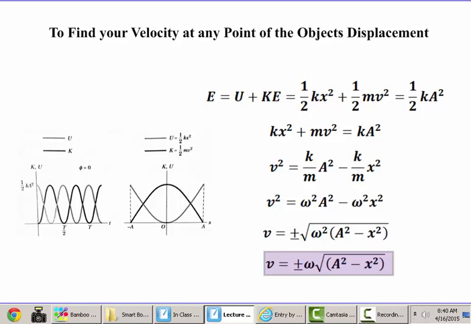Okay. Let me draw it up here to see if it makes sense. If I have a spring, I'll draw this. I'll do a vertical spring where I have no deflection or no friction. And I have a mass here.